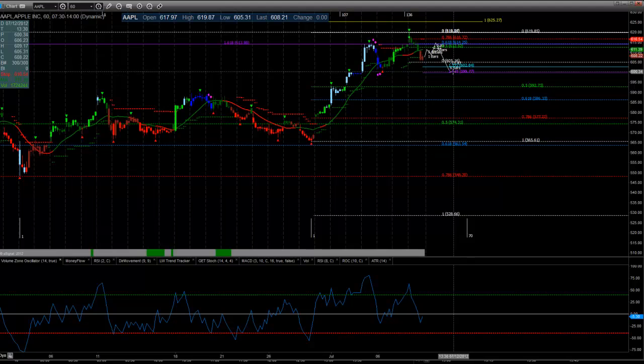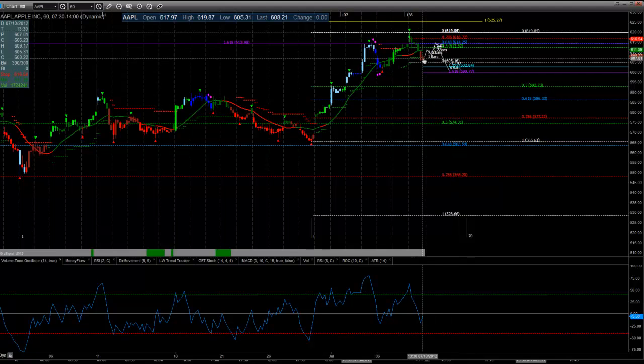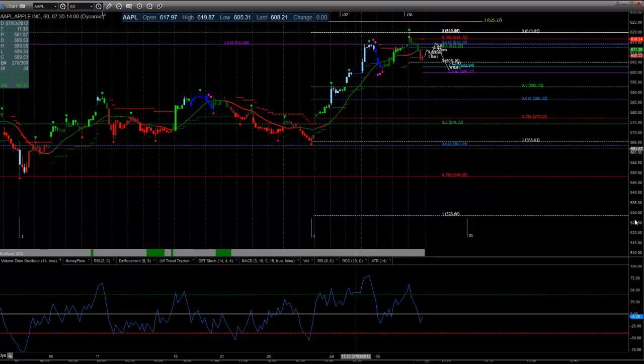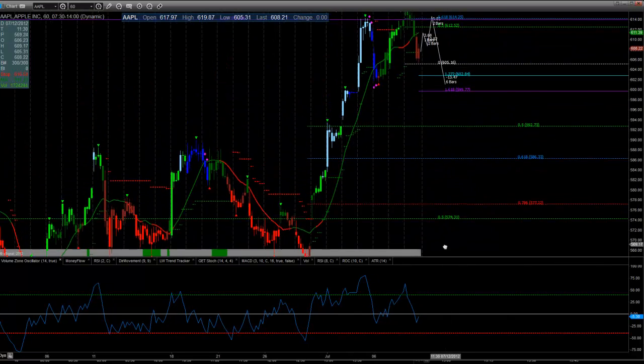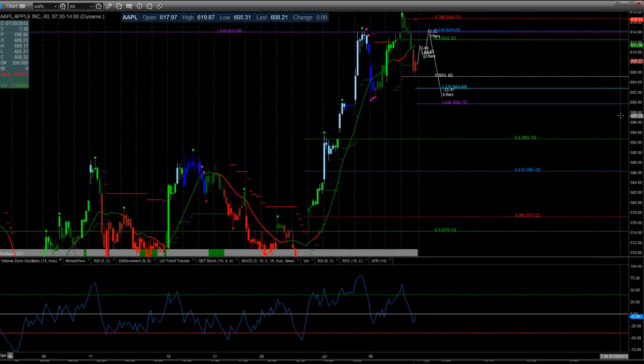And then you've had a bigger A, B, C down, and you'll get a retracement of that whole structure. And that is the circle of life. So anyways, for what it's worth, that's how I look at Apple right now.